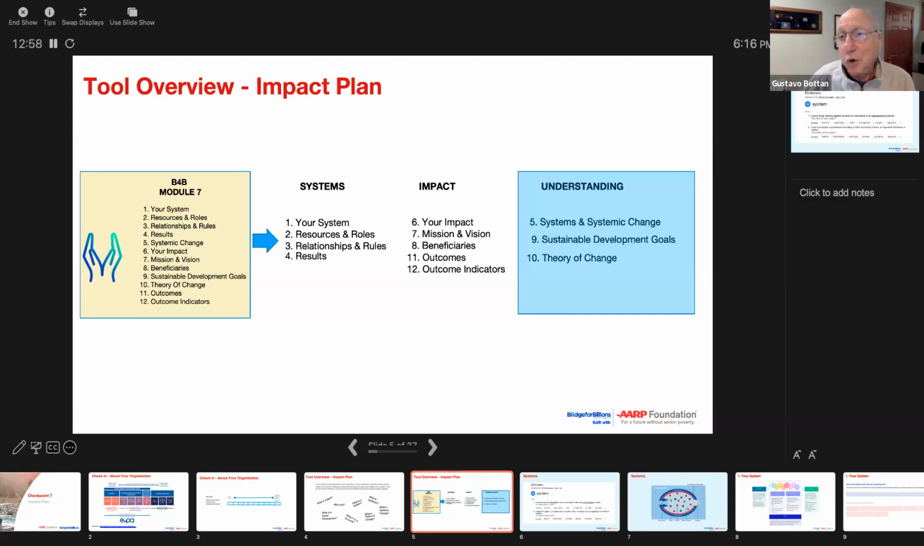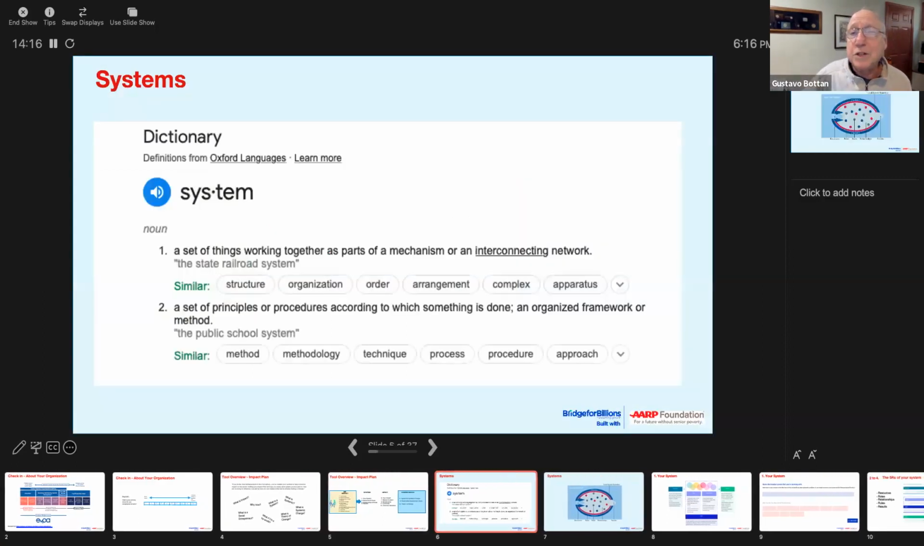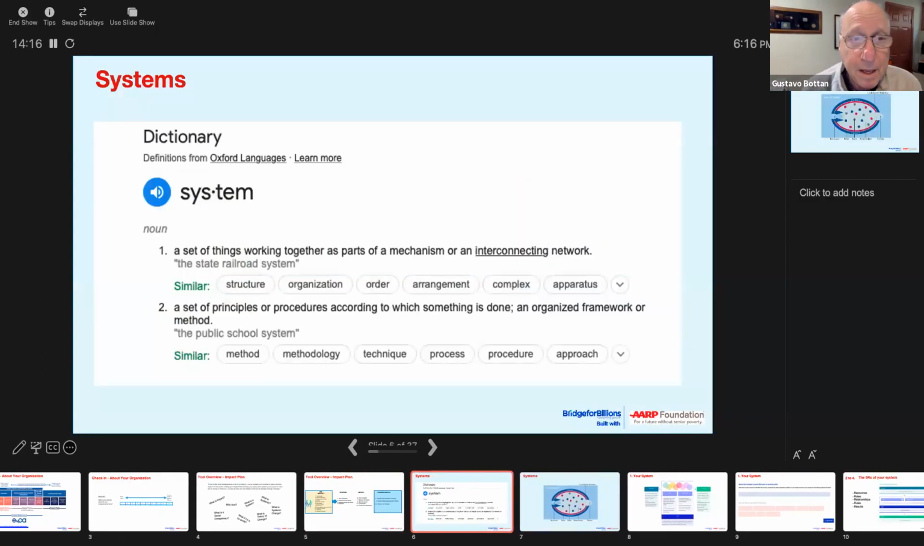That's basically more of the understanding of the context and the theories behind it. And the rest is going to be either on systems at the beginning and the impact side of your organization next. Okay, so we start with systems.